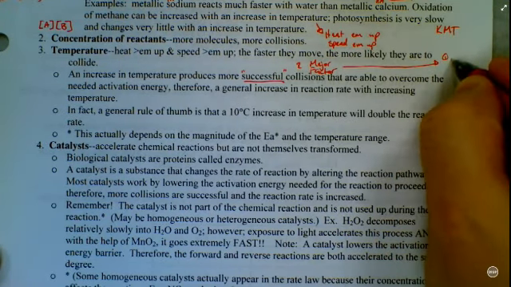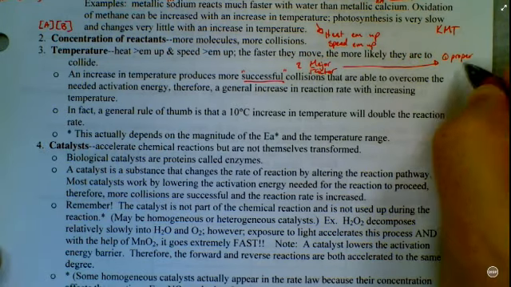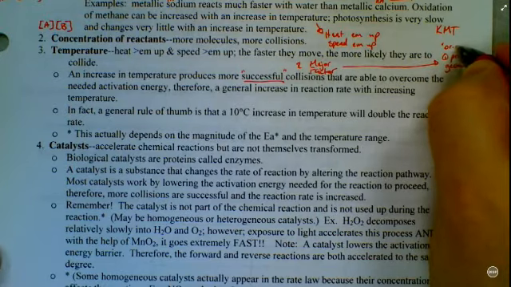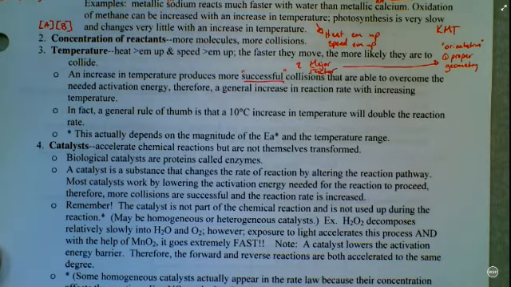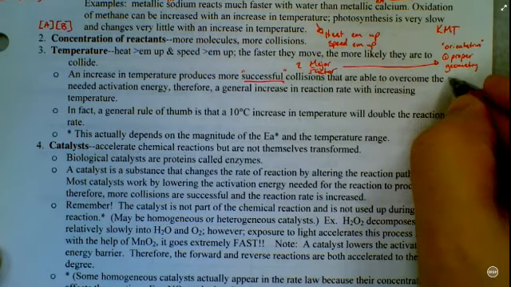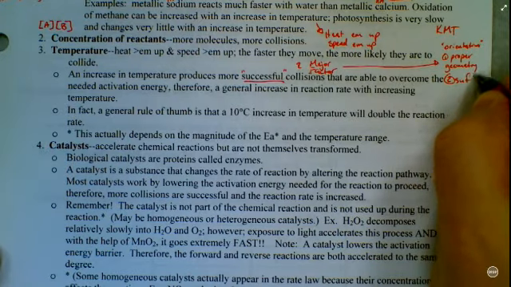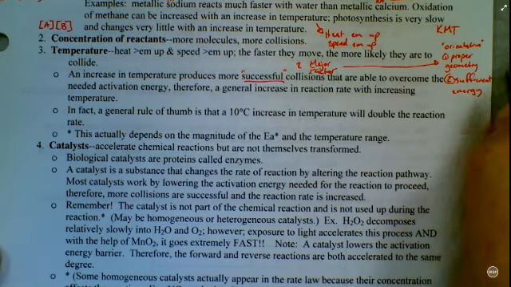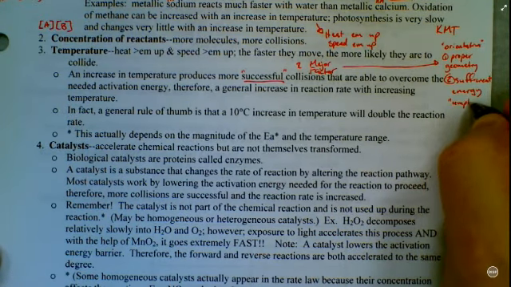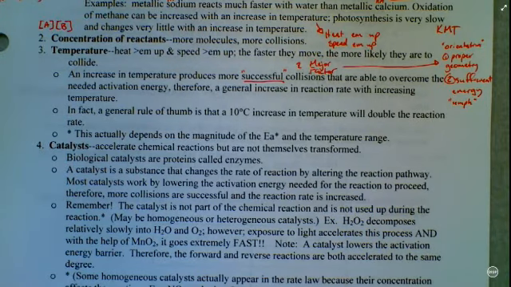So we need to collide with proper geometry, which means orientation. They have to be facing the right direction when they collide. Also, they need sufficient energy, meaning they need a certain amount of oomph when they collide. If they don't have the proper amount of energy, even if they collide, there won't be enough energy in that small system to break those bonds, allowing the reaction to progress.